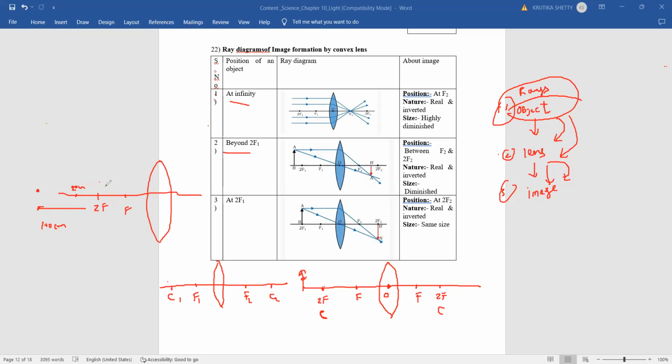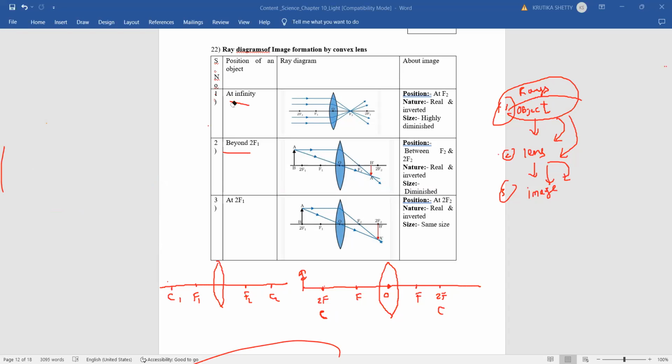Then we have the third position, at 2f. The fourth position we will see in the next slide, later: it will be on f. So four types are there, and one by one we will understand them now. It's very easy to understand, we just need to understand the figures. So you understood the four positions.